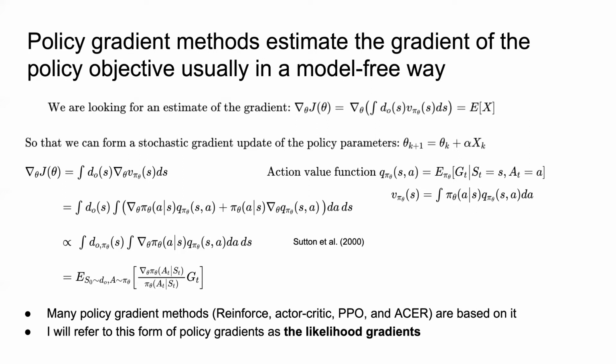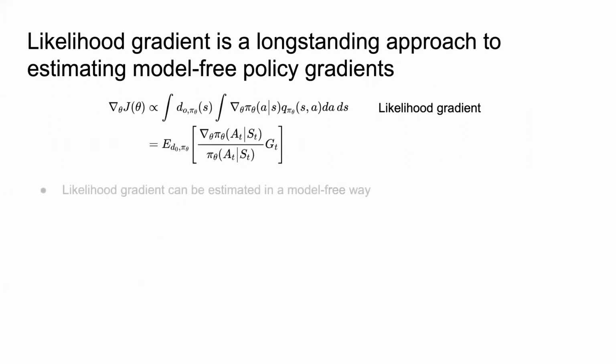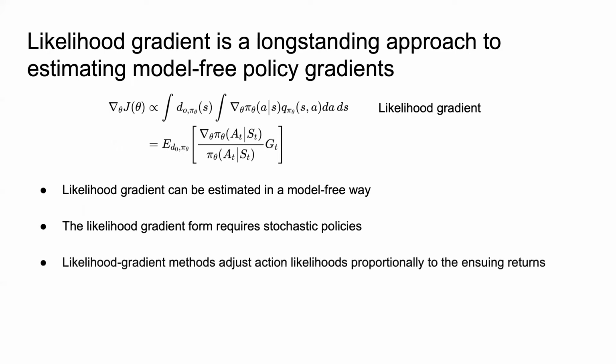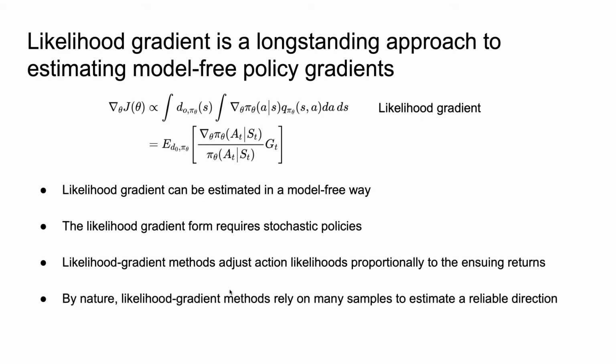Okay, so what do we have now? We have a nice form from which we can have model-free estimation, and some facts about it. It can be estimated in a model-free way, and it requires stochastic policies, right? You need to take the gradient of the likelihood, so you need stochastic policies to have this gradient estimate. And for some intuition on how it works, you can think of it as adjusting the action likelihood proportionally to the ensuing returns. You take an action, you see the ensuing return, and based on that, proportionally, you change the likelihoods or action probabilities, really preferences. As it works this way, it will rely on many samples to estimate a reliable direction. So these are some facts.